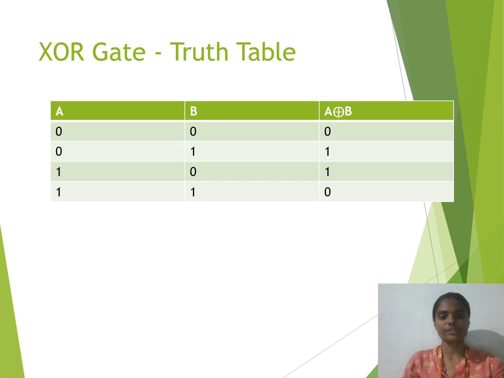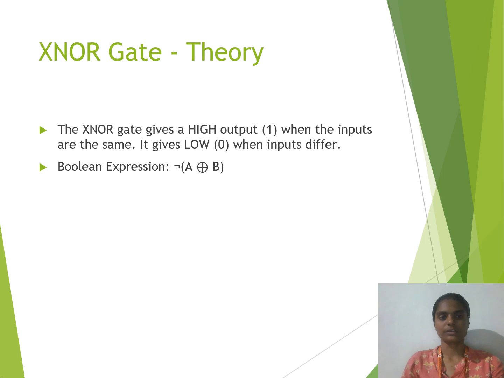If 0 and 0 are inputs, then 0 is the output. If 0 and 1 are inputs, then 1 is the output. If 1 and 0 are inputs, then 1 is the output. If 1 and 1 are inputs, then 0 is the output.